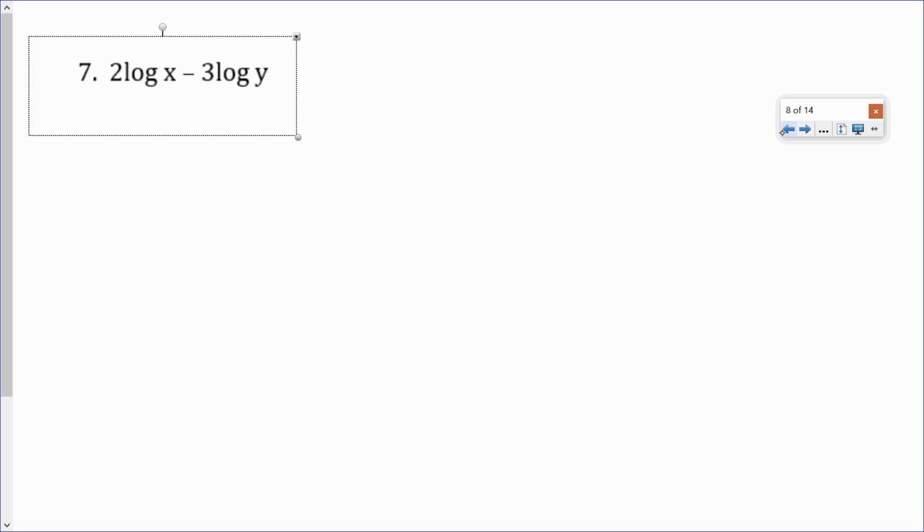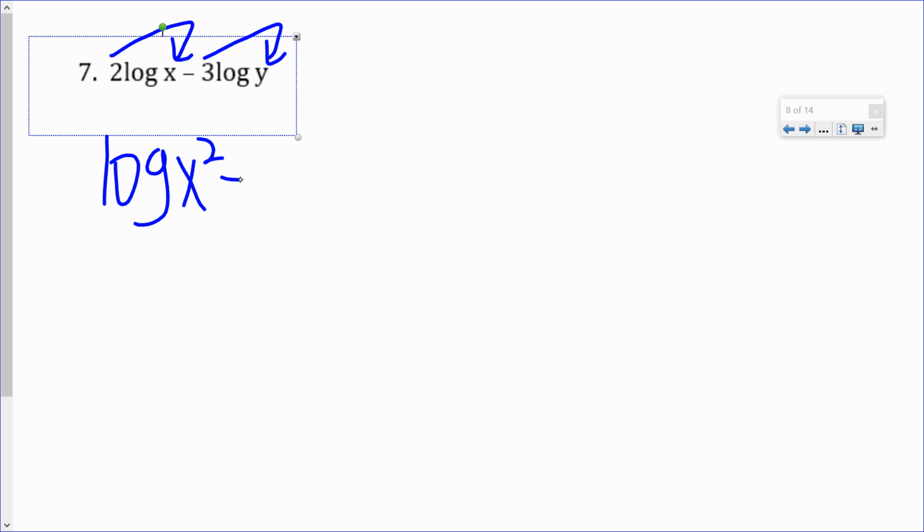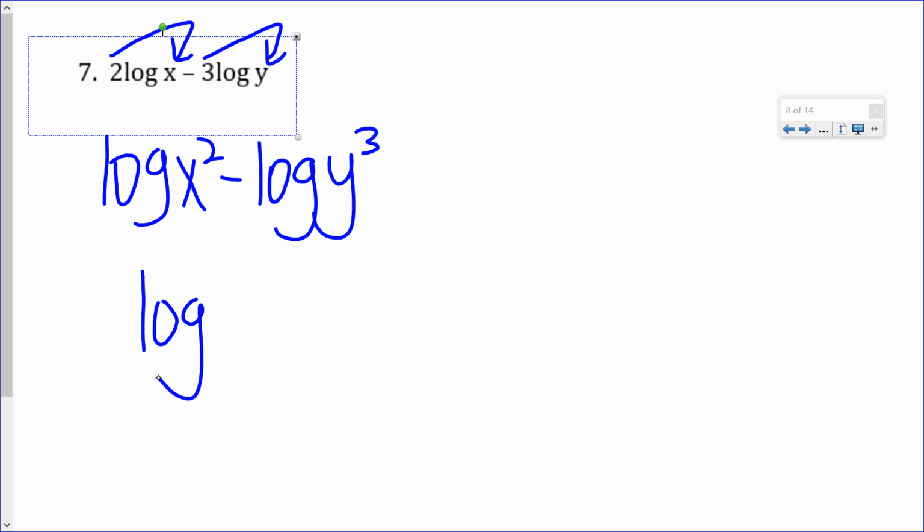Okay, so first we apply our power rule. Since there's a number in front, we bring that back to the exponent. So that becomes log x squared minus log y cubed. Now I combine it into a single log. Subtraction becomes division, x squared over y to the third.